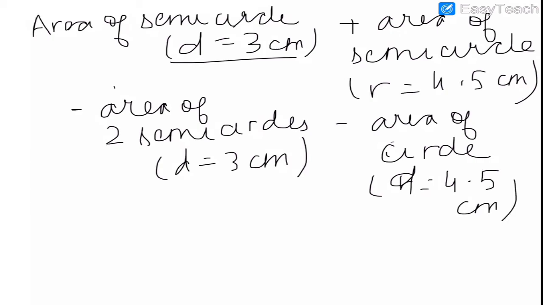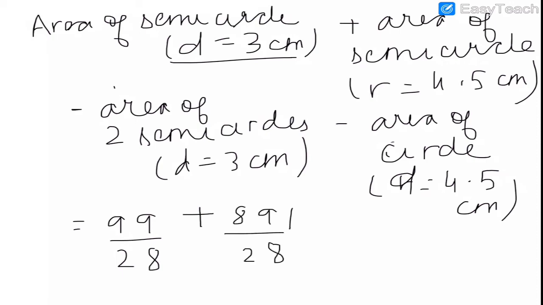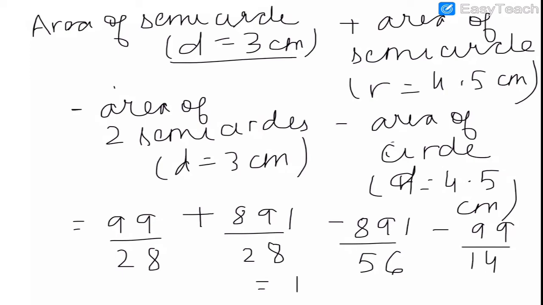So area of semicircle came out to be 99 by 28. Then we had area of bigger semicircle, that is 891 upon 28. Then we had area of circle, this big circle, that was 891 upon 56. And then we have area of two semicircles, that was 99 by 14. And calculating this, we get 12.375 centimeter square. So this is our final answer.